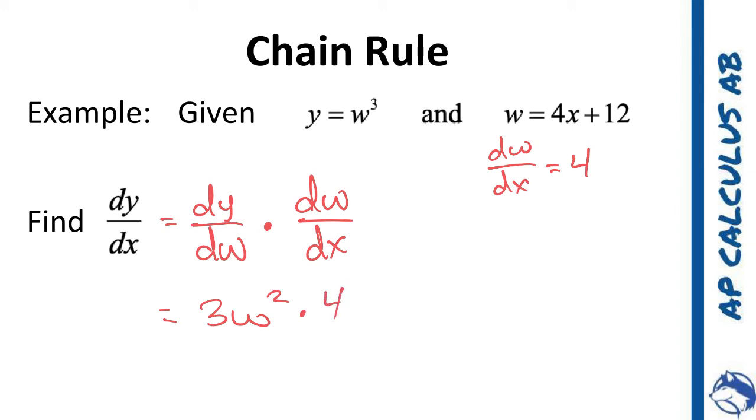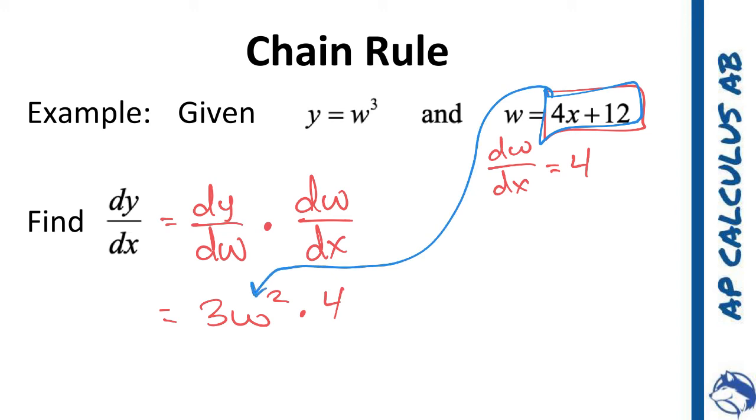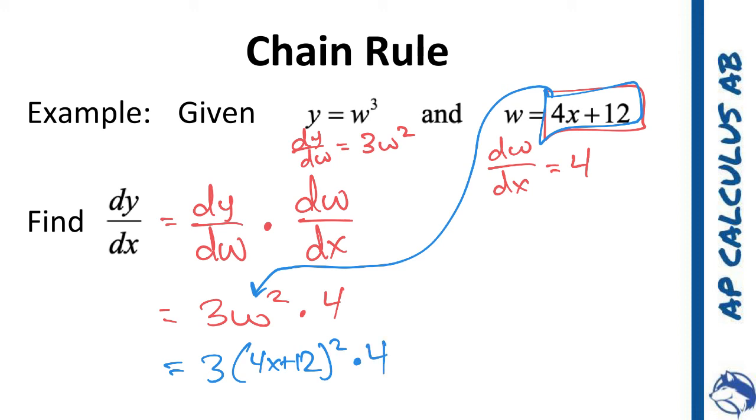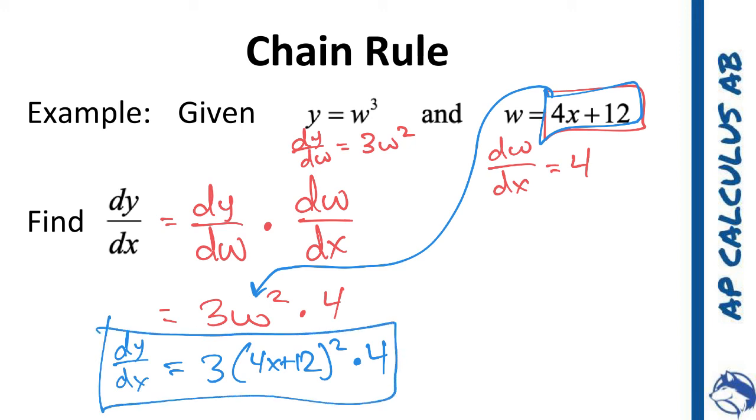So we're not quite done yet because we know what w is, and we need to plug that piece in. So if I highlight that in a different color, that's got to get plugged in way over here, because we knew that dy dw was equal to 3w squared. So when I rewrite this all out, I get 3 times 4x plus 12 squared times 4. And hopefully you're starting to see something here, or at least you can see it after I point it out. But if I were to just take the derivative of that inside, or the derivative of my w, and multiply it by the outside, that's what I'd be left with.